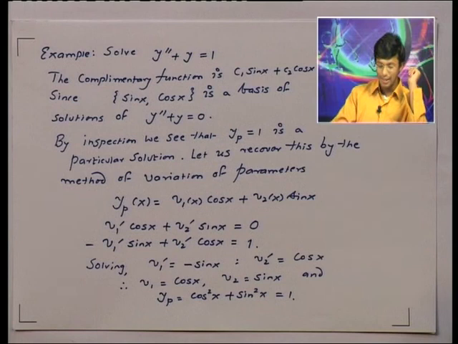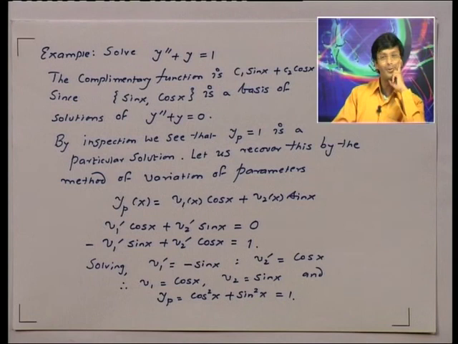What are the basic equations? V1 prime cos x plus V2 prime sin x equal to 0. And then what is the second equation? V1 prime Y1 prime plus V2 prime Y2 prime is R. Correct? That is minus V1 prime sin x plus V2 prime cos x is 1. So you have this pair of equations here. Solve them simultaneously, what do you get? V1 prime equal to minus sin x and V2 prime equal to cos x. Correct? And integrate it, V1 equal to cos x and V2 equal to sin x.